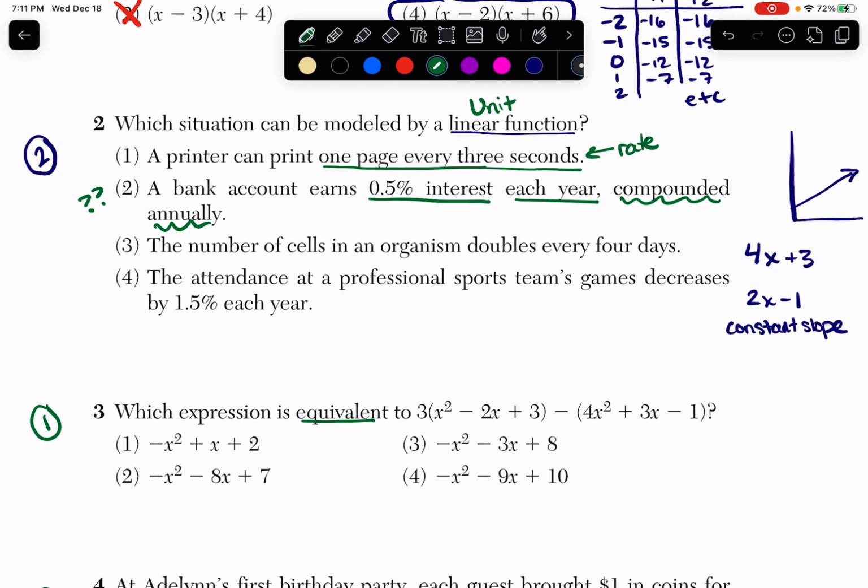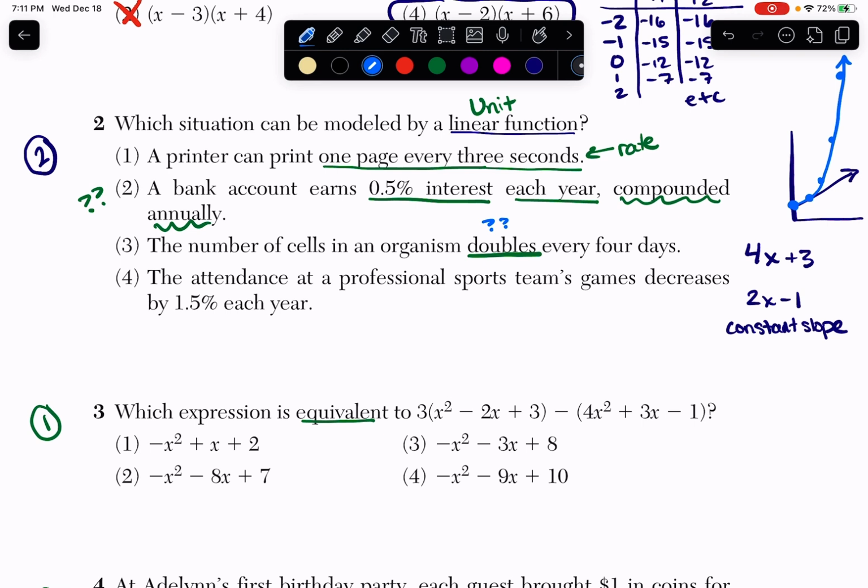Number 3, the number of cells in an organism doubles every 4 days. This one sounds tempting, but if I think of doubling, I think of something like if I start with 1, then I have 2, then 4, then 8, then 16, and that's looking like one of those functions we did in the last week of school that was not a straight line. So the doubling is making me a little hesitant.